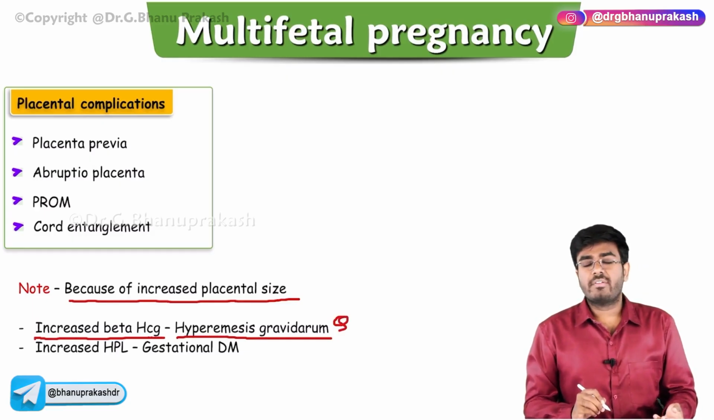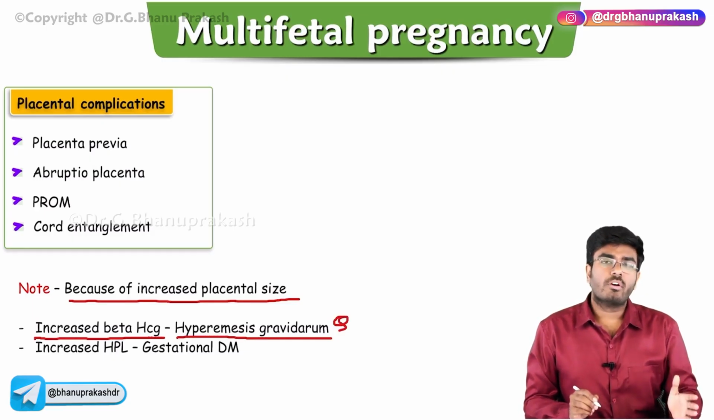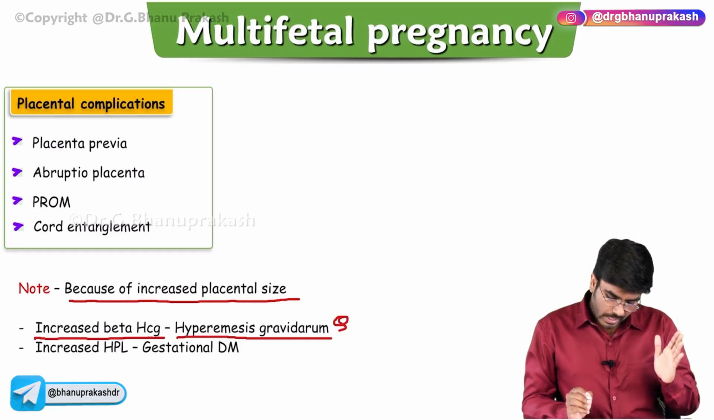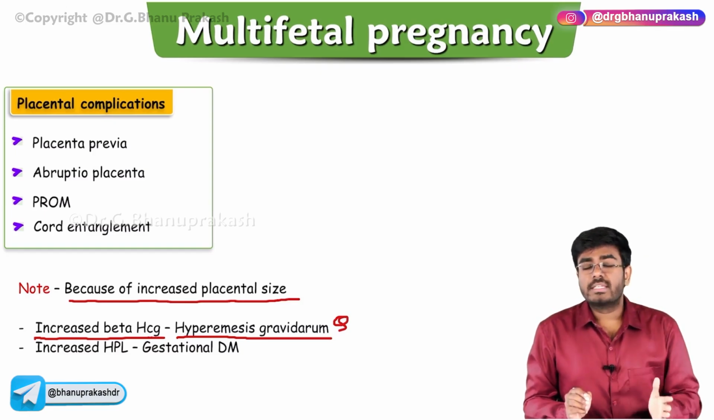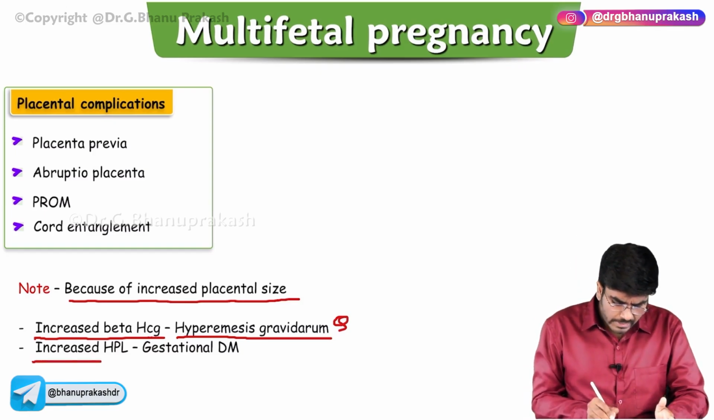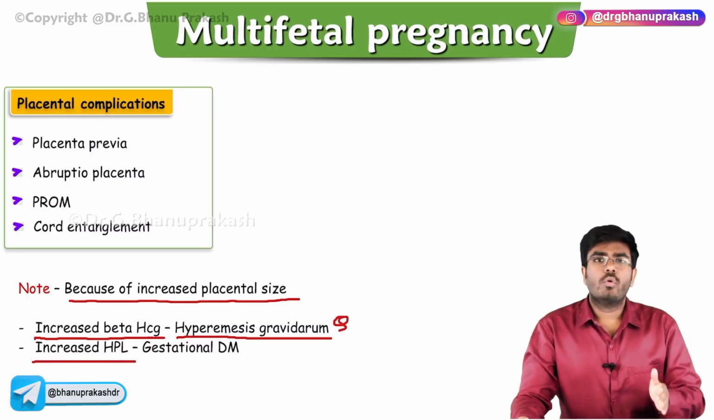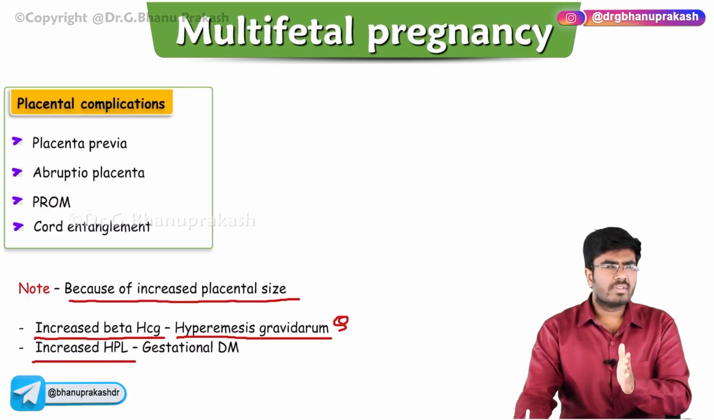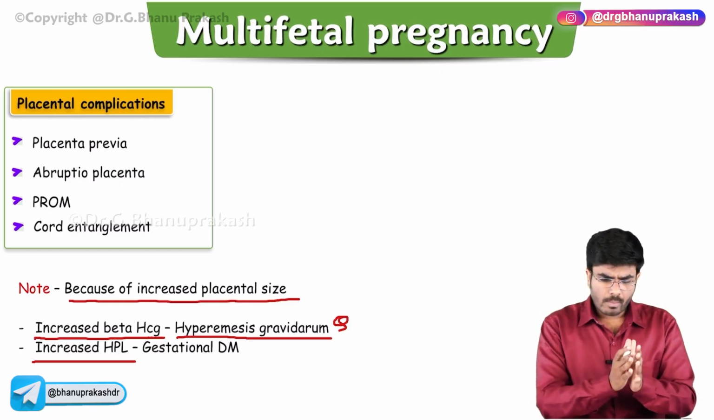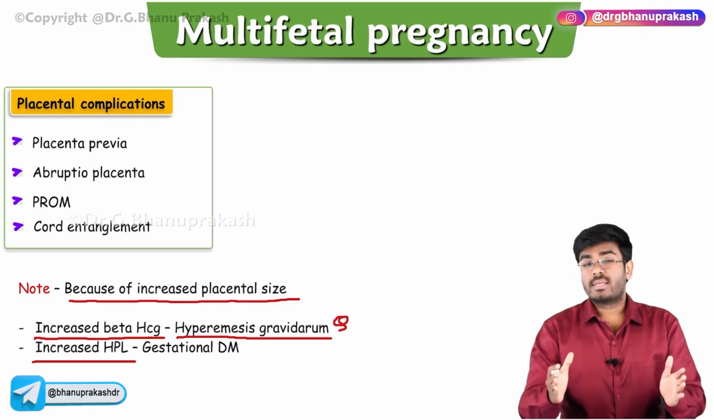Why is there hyperemesis gravidarum? Because of too much beta HCG. Hyperemesis gravidarum can be seen in twin pregnancy. True. Because of the increased production of human placental lactogen, we all know that human placental lactogen is getting produced from the placenta. More placenta, more human placental lactogen.